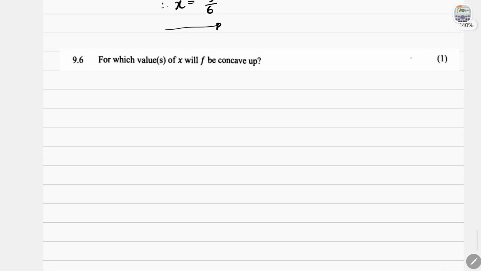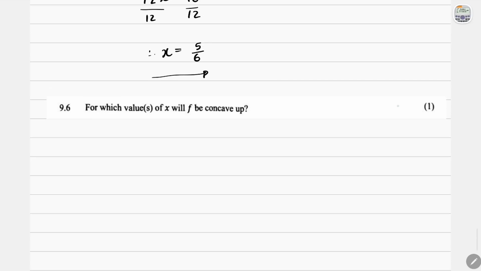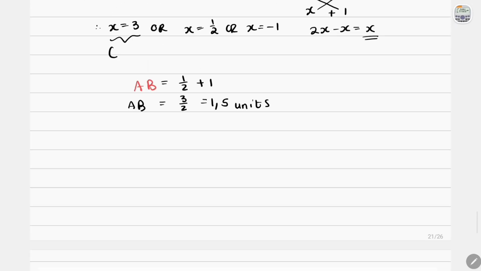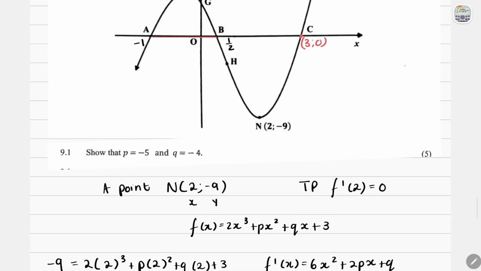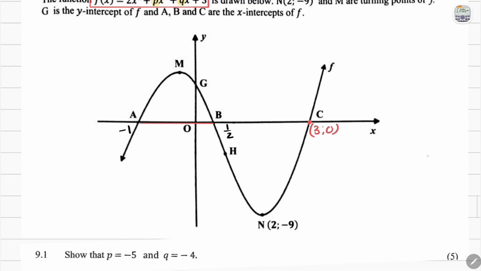And now 9.6 says, for which values of x will f be concave up? So we just found the point of inflection. Remember how I said that the point of inflection is that point where the graph changes concavity? So it changes from being concave down to concave up.